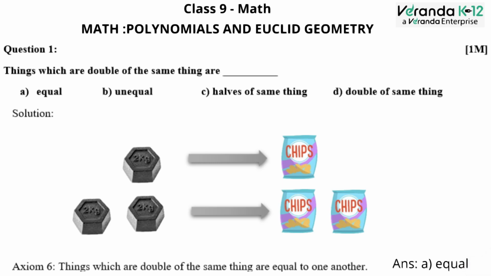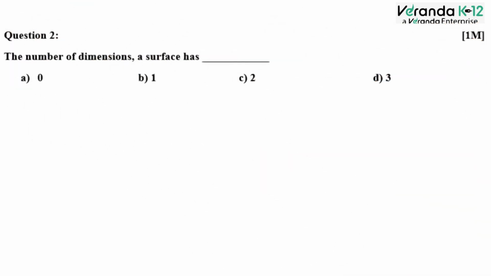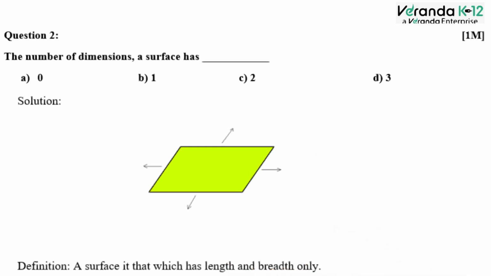Next, we have a 1 mark question from the topic Euclid geometry. Question number 2. The number of dimensions a surface has. Option A 0, option B 1, option C 2, option D 3. So a surface is that which has length and breadth only. It is very clear from the figure given. So the answer is option C, 2 dimension.